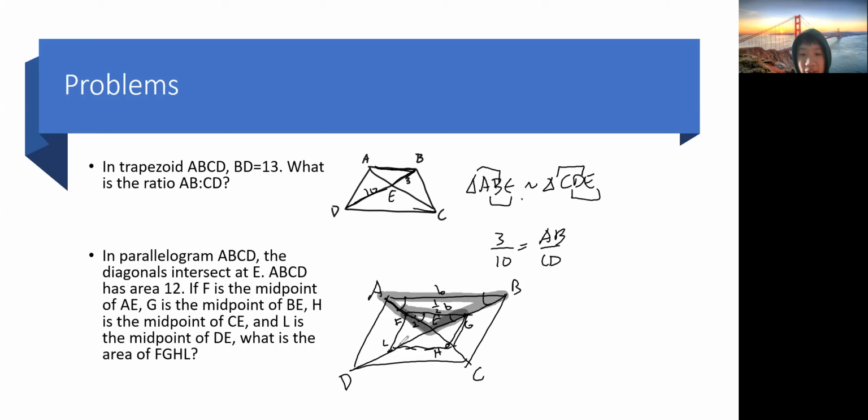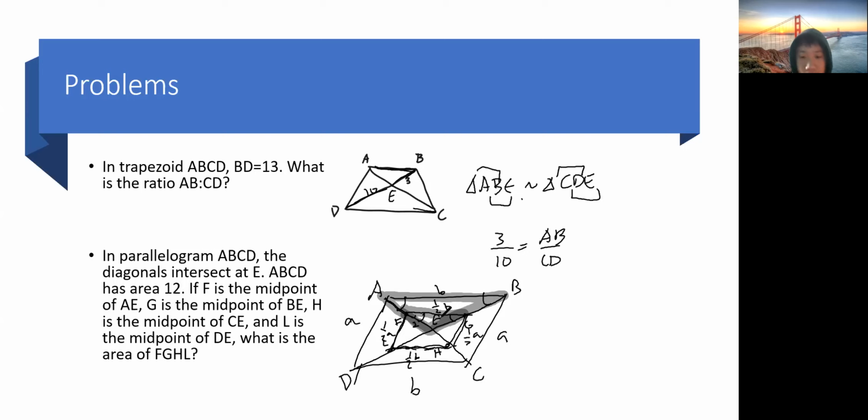If we do the same thing for all the sides here, every single side is half of the original length of the sides of the original parallelogram. So this was A and B and A and B. All the sides are 1/2 of the original.